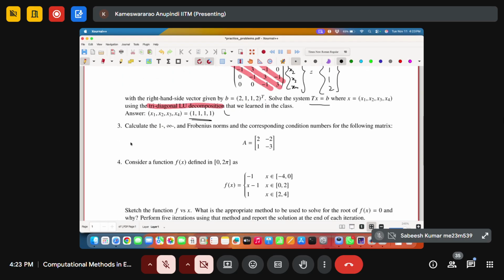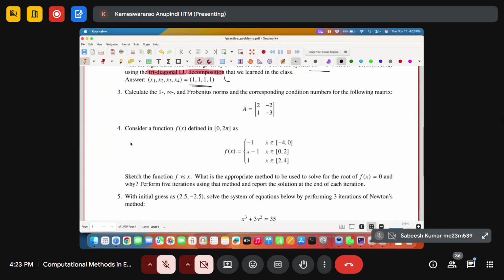Then the third problem is to calculate the one norm, infinity norm, and the Frobenius norm, and the corresponding condition numbers for the following matrix. You are given a simple 2 by 2 matrix system. You need to calculate all these norms, in terms of 1, infinity, and Frobenius, and then calculate the condition number. Condition number is the norm of the matrix multiplied by the norm of the inverse of the matrix. You can easily calculate and write them down. Those three problems are from the solution to systems of linear equations.